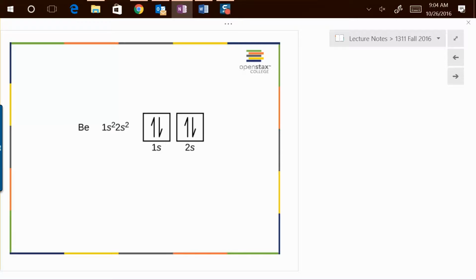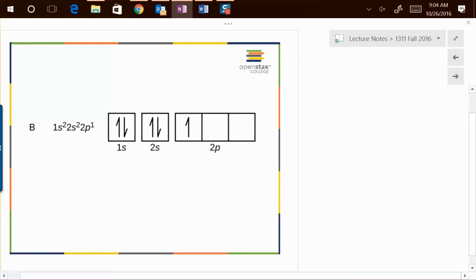2p1. Sorry, I need a drink of water. 2p1. That's boron. Okay? 1s, 2s, 2p. There's only 1 electron in the 2p. Okay? What's next? 2p2. Now?